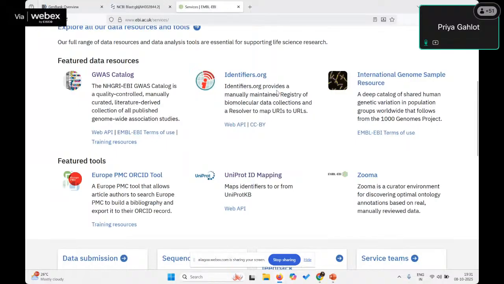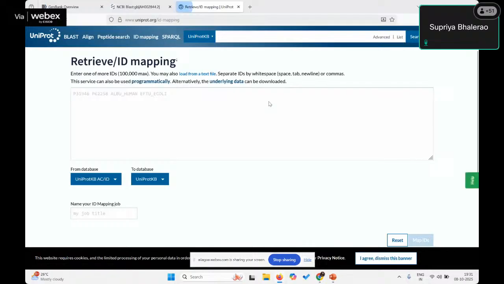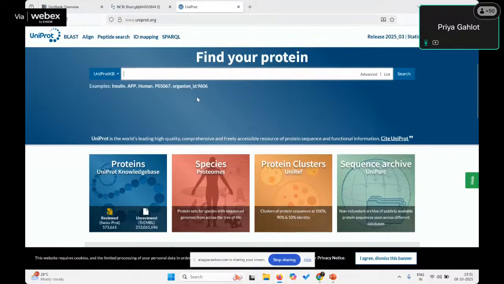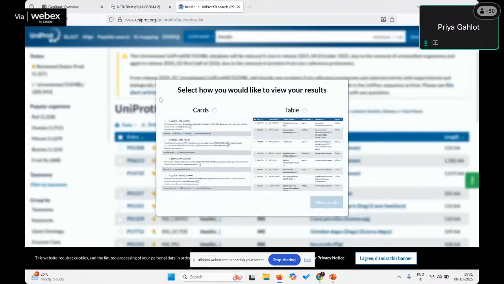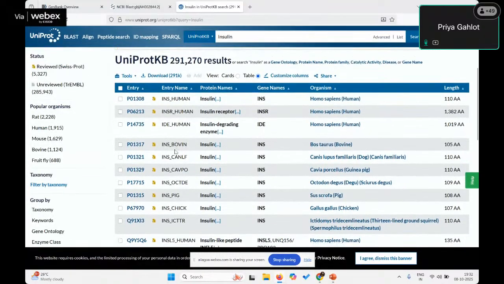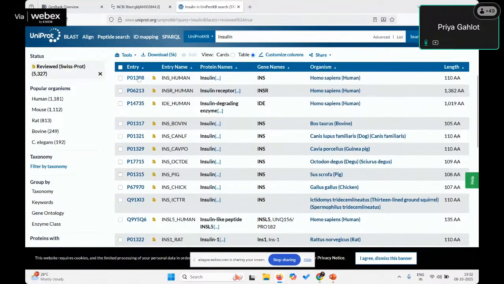In identifiers, you will find other things, like UniProt. Someone will say, Priya, what is GWAS? I am coming to it, but I would like to start with UniProt so that it will be easier for all. So UniProt is basically where you will find all the proteins. It is a protein database. So we can get reviewed data entries here.